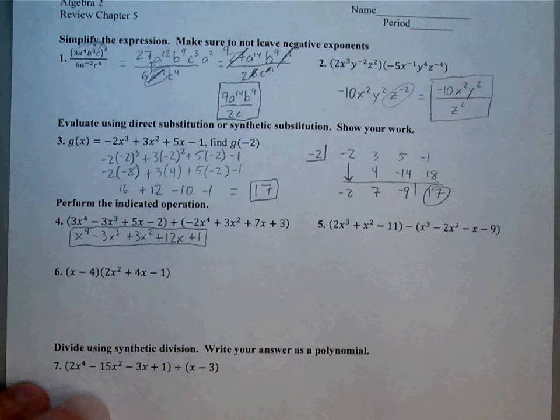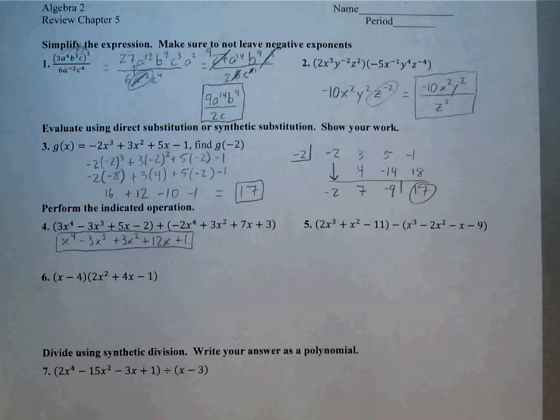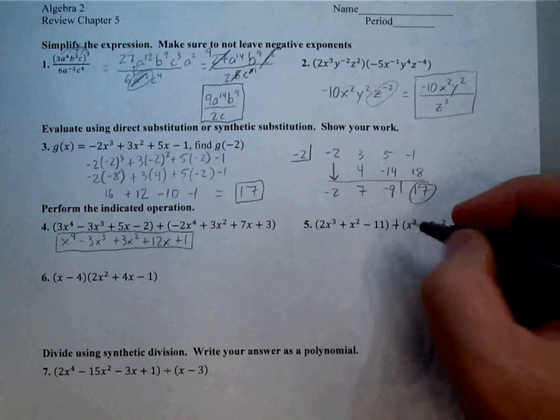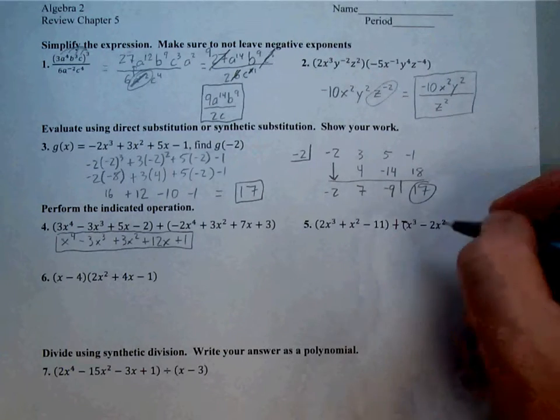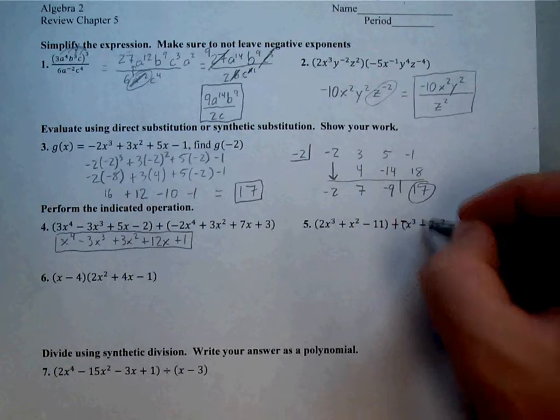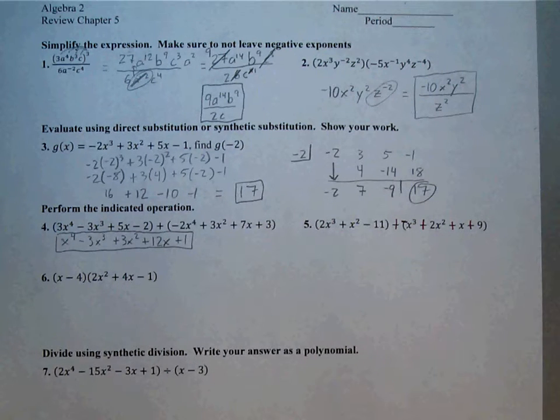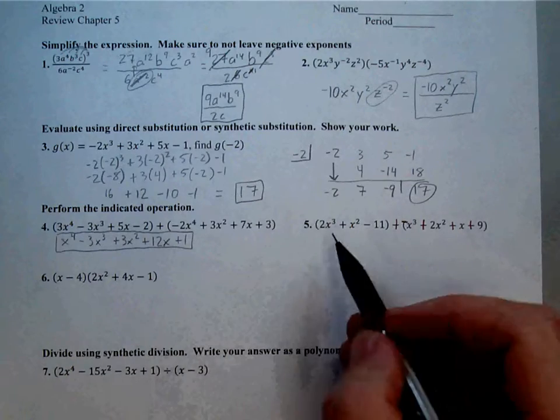For number 5, it's subtraction. I highly recommend taking that subtraction and distributing it throughout. I'm going to do that in a red pen, change it to addition, and then distribute. The x cubed becomes negative, the 2x squared becomes positive, the x becomes positive, the 9 becomes positive. So I distribute it. Now I can do it addition just like the last problem.